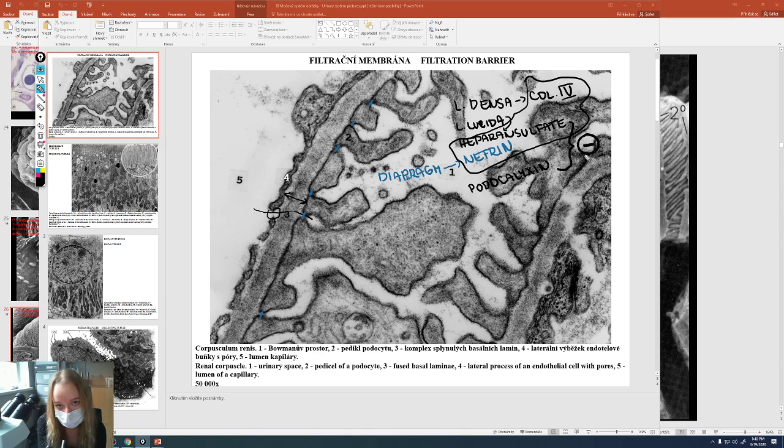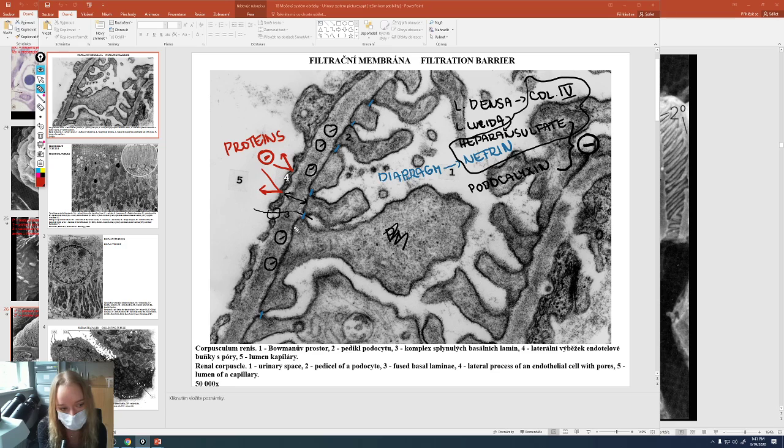And this charge is very important for the membrane, because most of the proteins in the blood are also negatively charged. So what's going to happen is that this negative charge in the membrane, on the filtration membrane, won't let the proteins leak to the space. So, not happening.